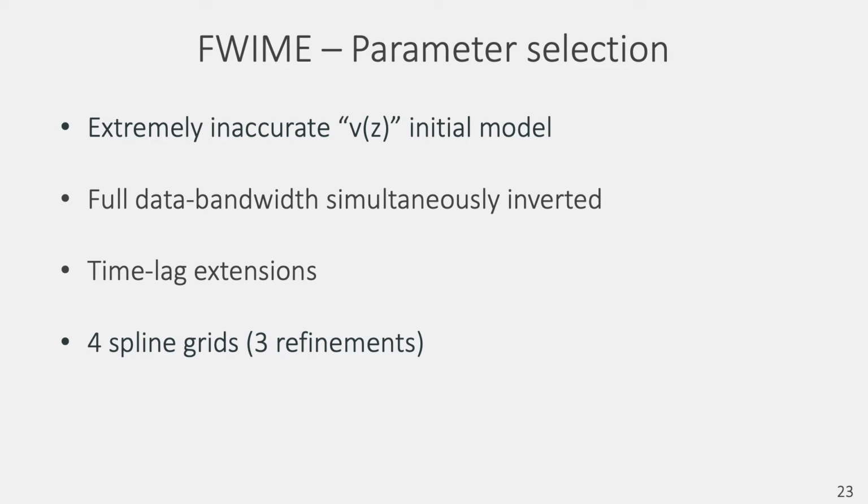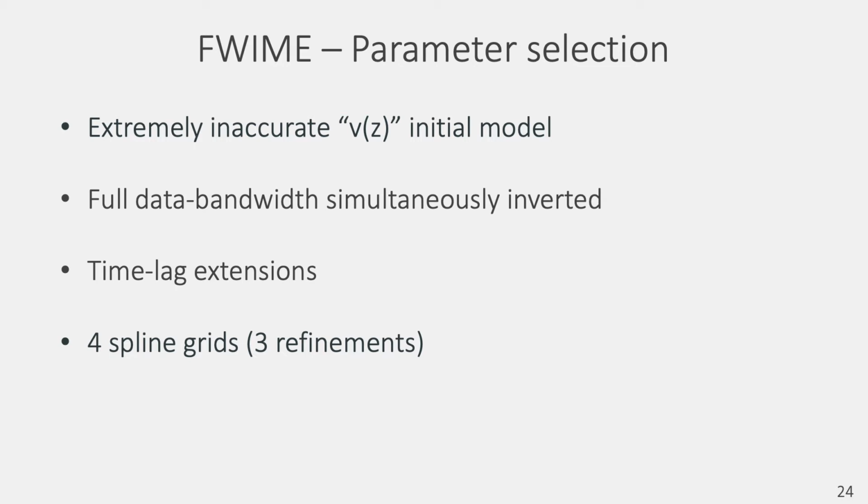For this example, the kinematic error in our predicted data stemming from the inaccuracy of our initial model, combined with the large offset recordings, were such that our time lag extension had to span a much wider time range than for the Marmousi 2 model. In fact, we used a time lag extension ranging from negative 1.2 seconds to 1.2 seconds, sampled at 24 milliseconds.